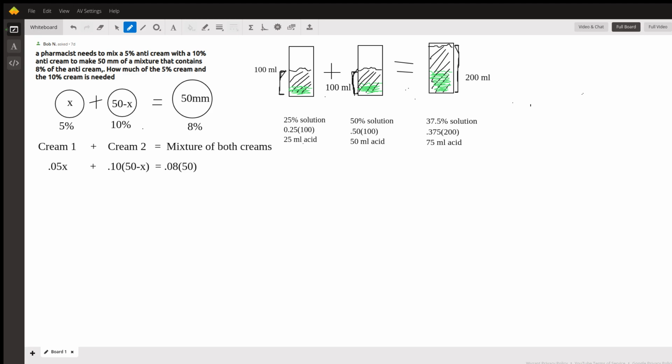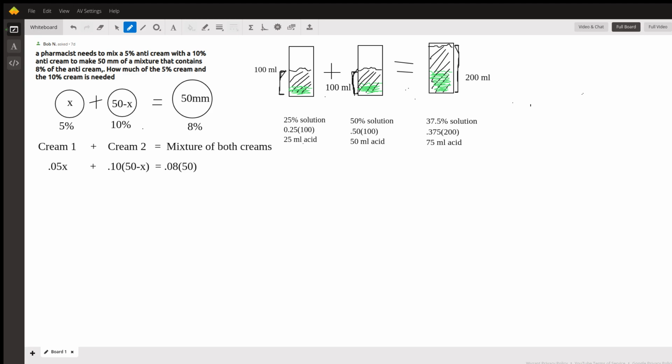Okay, let's read through this problem. A pharmacist needs to mix a 5% anti-cream with a 10% anti-cream to make 50 milliliters of a mixture that contains 8% of the anti-cream. How much of the 5% cream and the 10% cream is needed?